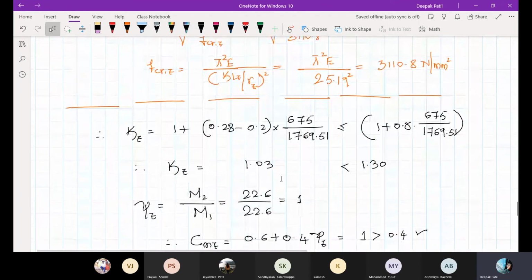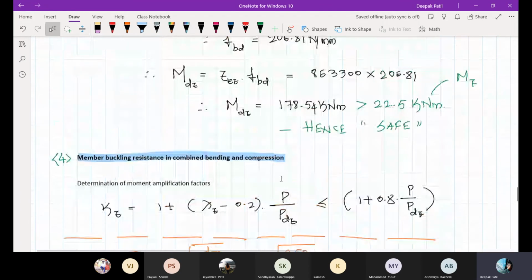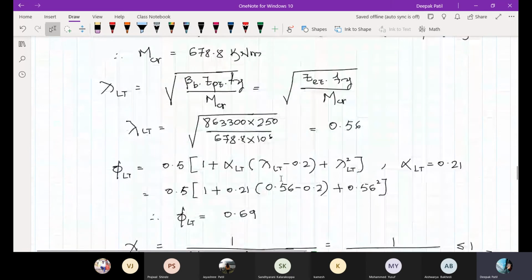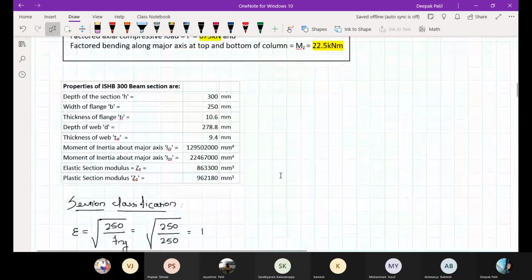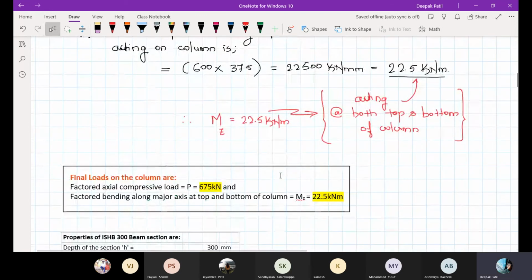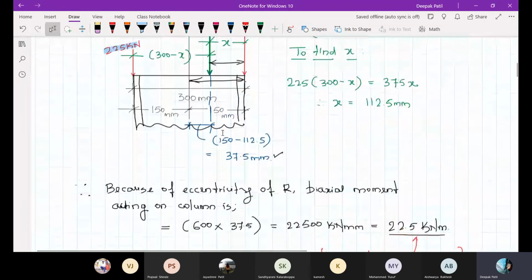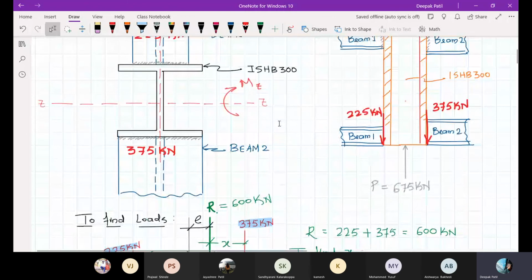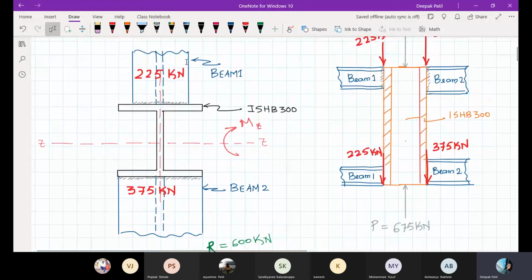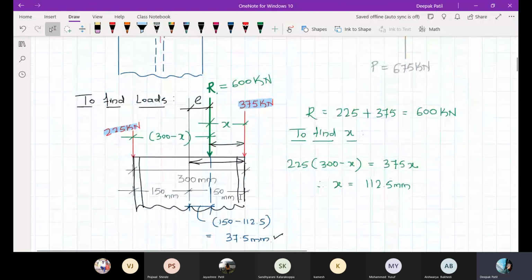So all these 4 cross checks we have done, and in all these checks, ISHB 300 is adequate to take the applied loads. So are you clear, students? Any doubts? See, it is the same as the first numerical example we have solved, but the only thing is, in the first numerical example they had given you different MZ directly at top and bottom of the column, but in this numerical example they haven't given you MZ, and based on the data you have to calculate the MZ value. So we'll stop the class here.